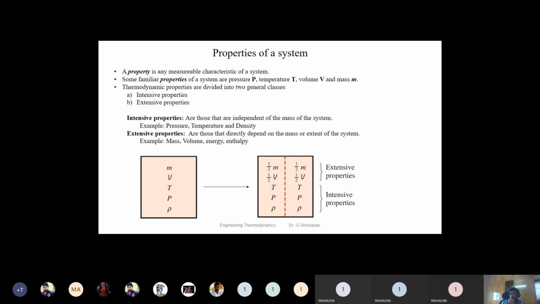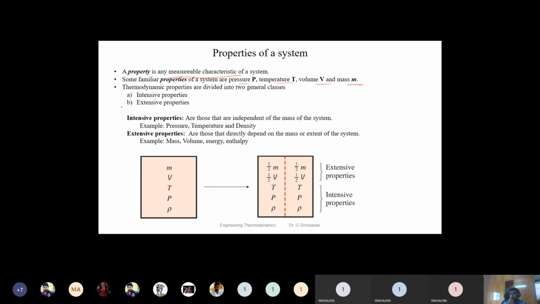Then we had to look at what a property of a system is. A property is a measurable characteristic of a system. The best examples are pressure, temperature, volume and mass. These four are the basic ones that define a system, that describe the characteristics of the system.